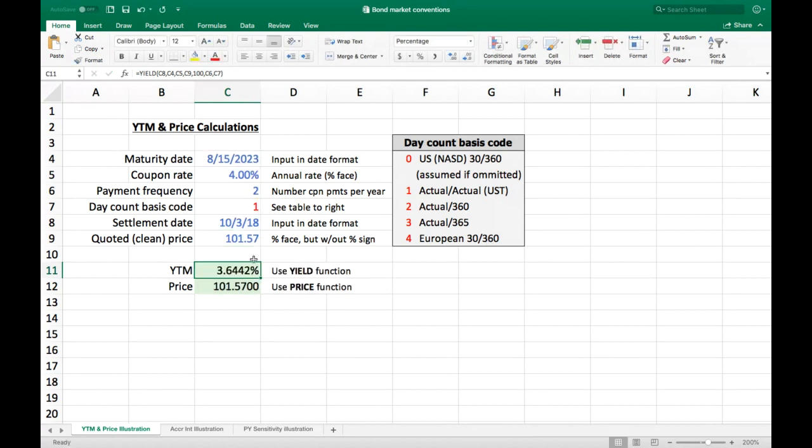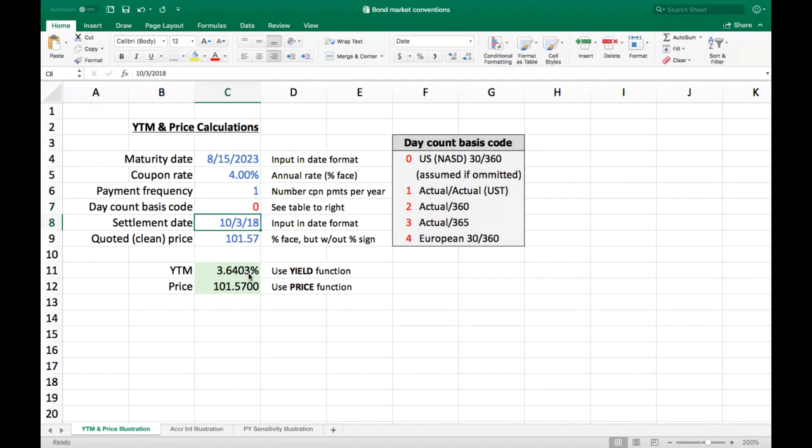And so we see when we use that function, we get a result, yield to maturity, 3.6442%. If we were to change, for example, the frequency to 1, then it would be treating this as a 4% annual bond, and it would be calculating the yield to maturity on an annual bond basis. And we could change this to 0 to be a 30/360 convention. And you see very small change, not much change in the decimal place over here.